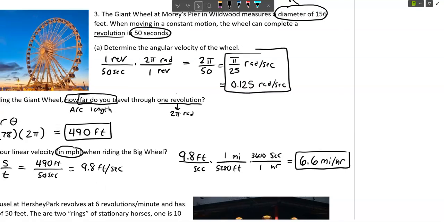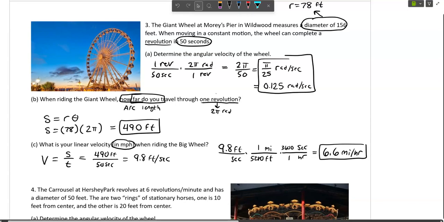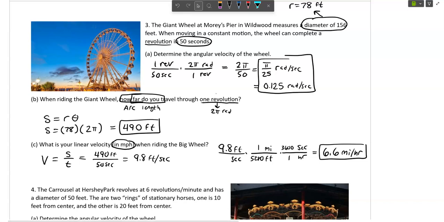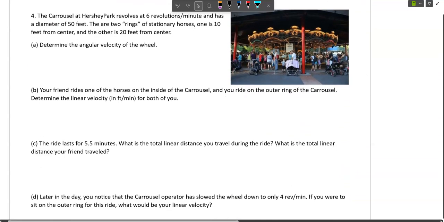Okay, of sorts. That's how it feels when you're moving on the Wildwood Ferris wheel. All right, one more question to go before we wrap up. We have 5 minutes before this timer runs out on this video, so let's move it to the carousel at Hershey Park, all these amusement rides.